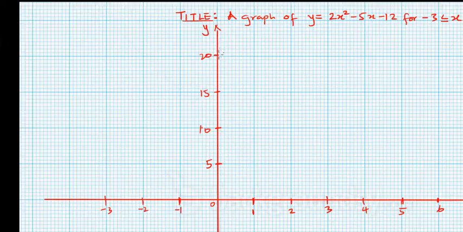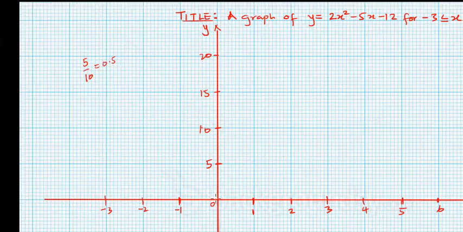So since it's 21, to know what one box represents on the y-axis, all we'll do is take this 5, from 0 to 5 you have 10 boxes. So the first 5 divided by the 10 boxes, we want to know what one box represents, and this is going to give us 0.5.